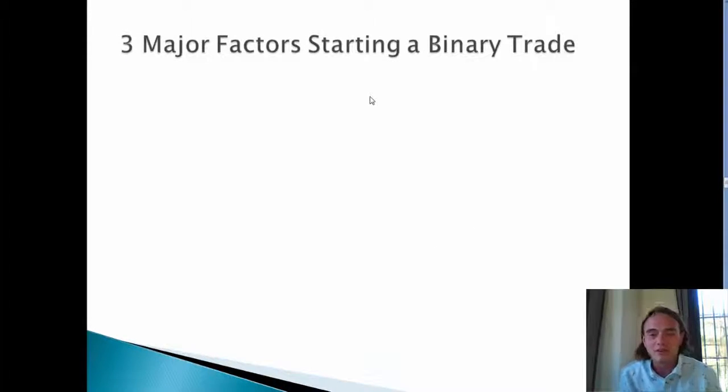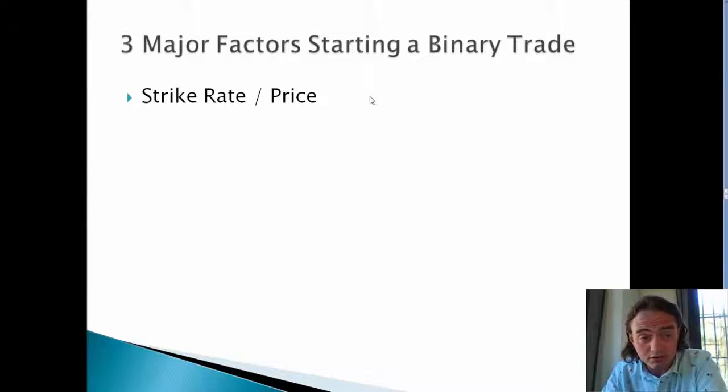Right, there are three things to consider once you've chosen your asset type. There are three things that come into play at the start of a binary options trade. Now, the strike rate or the price. This is also a very, very key factor.